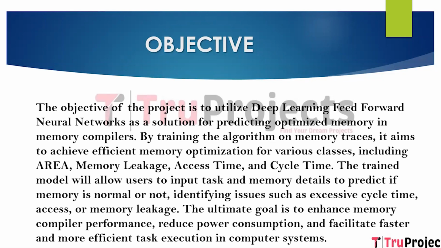The user will be able to input task and memory details into the trained model to forecast whether memory is normal or not, which means it is optimized or not, indicating concerns such as excessive cycle time, access, or memory leakage. The ultimate goal is to improve memory compiler performance, reduce power consumption, and make task execution in computer systems faster and more efficient.